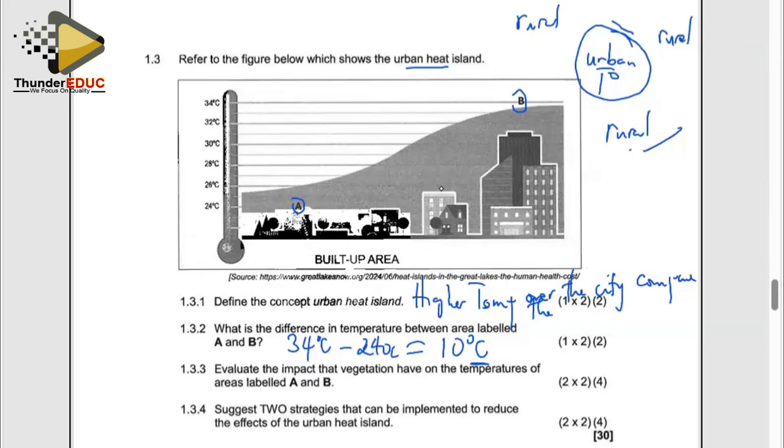Right, that takes us to the next question. Our next question is: evaluate the impact that vegetation has on the temperatures of areas labeled A and B. Evaluate the impact of vegetation over areas labeled A and B. Right, if we look at A, there's more vegetation here. There's more vegetation cover. It's a rural area far away from the CBD.